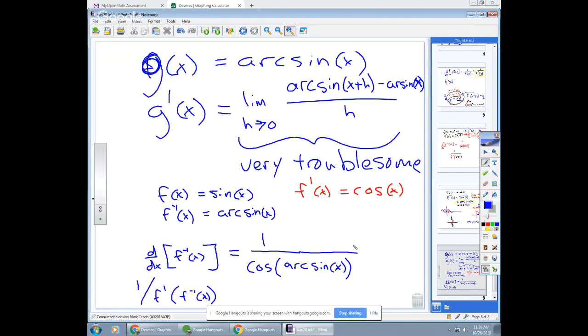Now, that cosine of the arcsine, you solved problems like that way back in trigonometry when you first got introduced to these inverse functions. So we're going to try and do that right now. We're going to simplify this, and we're going to have to go back to some basic definitions of trigonometry to do that.